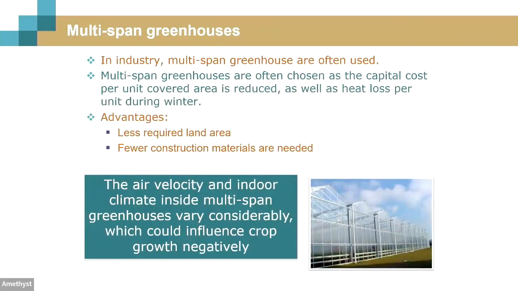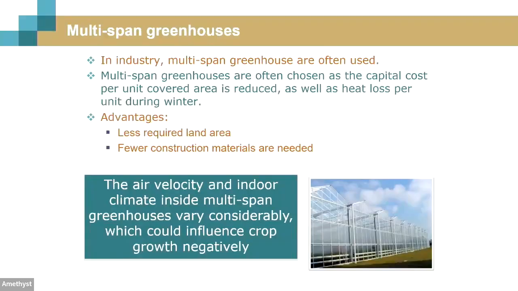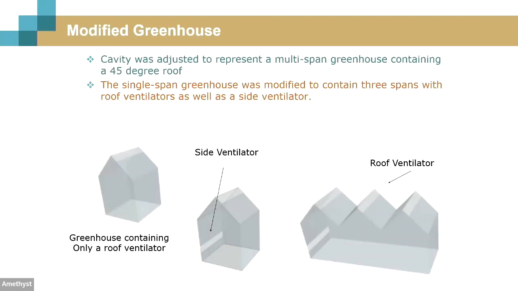Another study that we did is we thought, let's look at multi-span greenhouses. The reason for that is that they're often used in industry, because the capital cost per unit covered area is reduced, as well as the heat loss per unit area during the winter. An advantage is there's less land area required, and you need fewer construction materials if you have a multi-span greenhouse. But the air velocity and the indoor climate inside these greenhouses vary considerably, and this could influence your crop growth negatively.